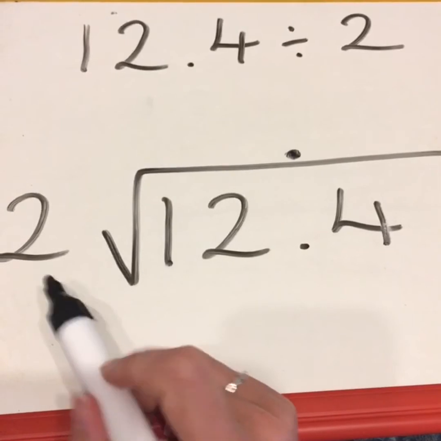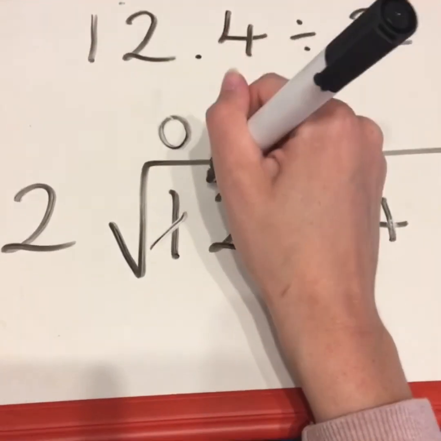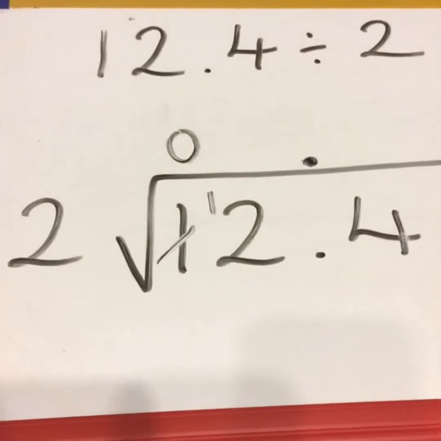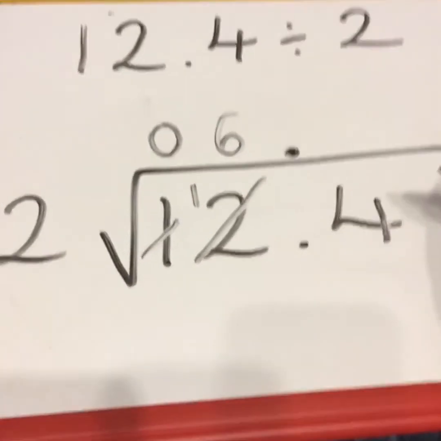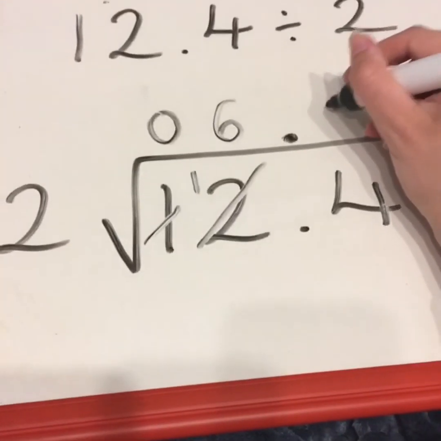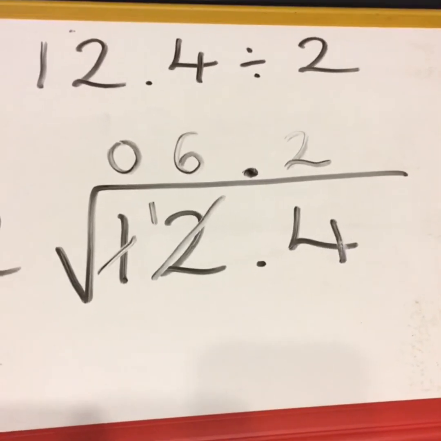Can you divide 1 by 2? If you had 1 sweet, could you divide it by 2? No, you could not. So we'll rename it. Can you divide 12 by 2? Yes, 12 divided by 2 would be 6. Cross it out. Can you do 4 divided by 2? Yes, the answer would be 2. So your answer to this would be 6.2.